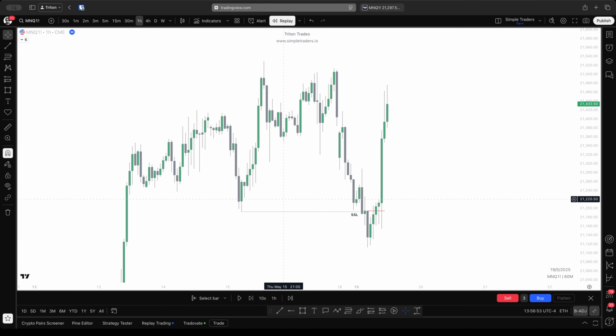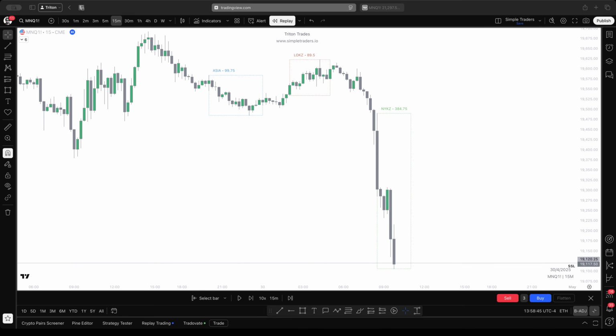So let me go and look and see if there's another example I can show you. Alright, so here's a really clean and perfect example of how you could have used the London reversal to enter into a trade on the lower time frame.